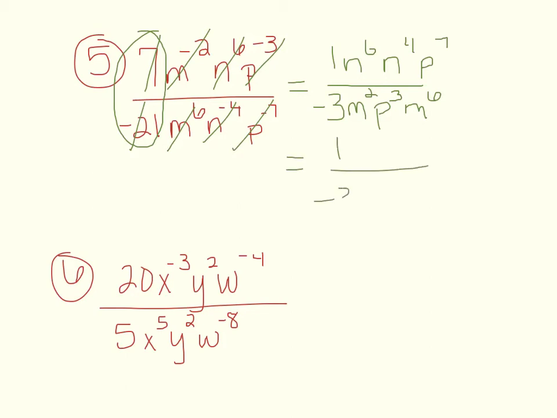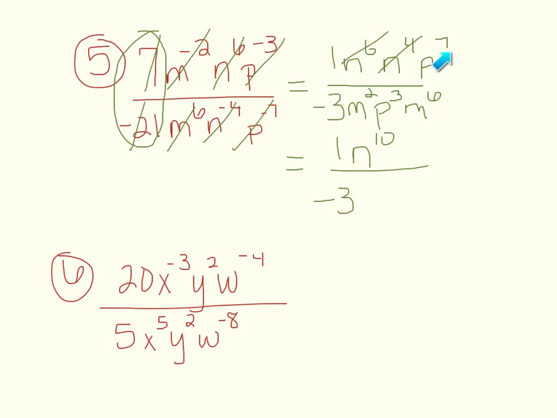So I have 1 and negative 3. Okay, I have my two n's here. N to the sixth, n to the fourth, they're both in the numerator, so it's a multiplication problem. So I'm going to add my exponents. 6 plus 4 is 10. Okay, those are gone.